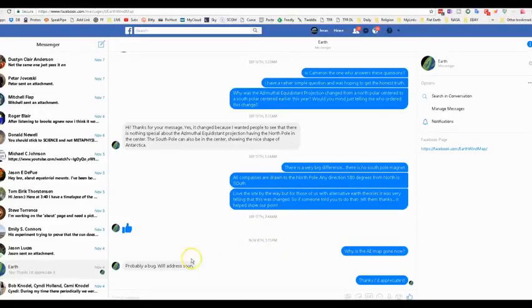So skip ahead to November 4th, as you see here. I asked him, why was the AE map gone? And he said, probably a bug we'll address soon. That was on November 4th. Today's the 19th. It's been 15 days. Also, it is not a bug.